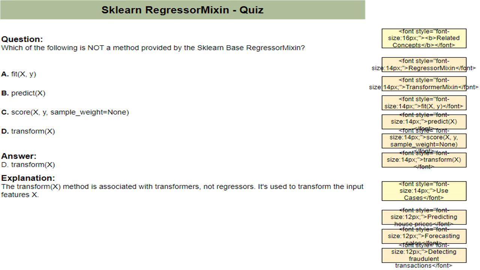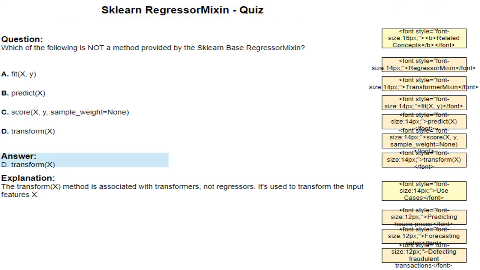Let's say your house price prediction model's score(X, y) returns an R squared value of 0.8. This means that 80% of the variation in house prices can be explained by the model, indicating a good fit. A higher R-squared value generally suggests better predictive power.